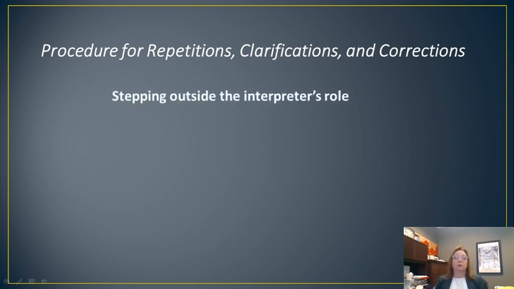Procedures for repetitions, clarifications, and corrections. When you are stepping outside of the interpreter role, we've talked about this a few times, you have to switch to third person so that the record will reflect that the interpreter is the one needing clarification, and not the witness. If the speech volume is too low, for example, you should be able to professionally and quietly raise your hand or stand up and say, Your Honor, the interpreter cannot hear the witness. If you can please instruct the witness to speak a little louder. Those kinds of statements, sometimes it's good to write them down and practice in front of a mirror, because it's hard to switch to third person, and it's hard to speak up in front of a jury trial or a group of people that are all quiet while somebody is testifying.